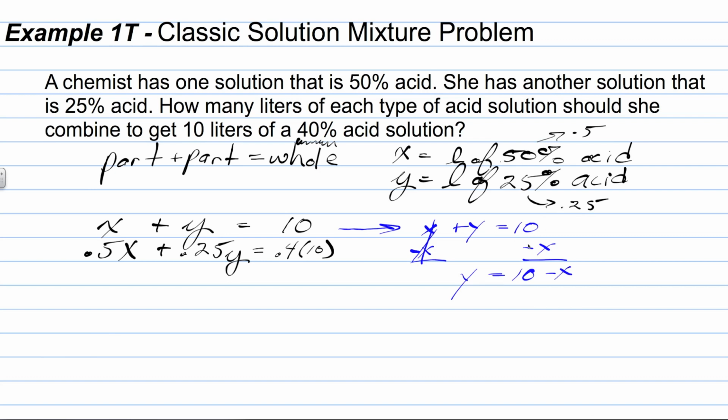Remember, I can't put these together. So the first equation solved for y is y is equal to 10 minus x. This amounts to a substitution problem.